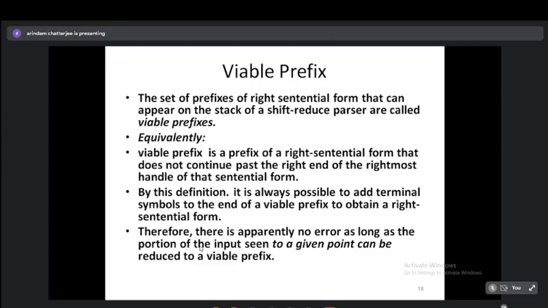So here that concept of alpha, beta, W comes. So alpha beta is basically the viable prefix. After that we have W. Out of W, after alpha beta, we can add some part of W. Then that becomes the rightmost end of any handle. Okay.